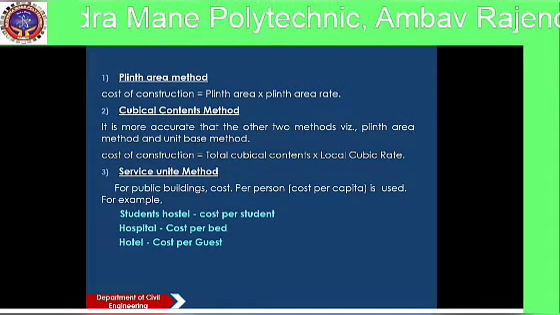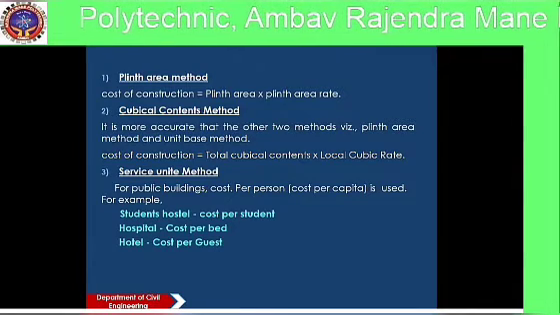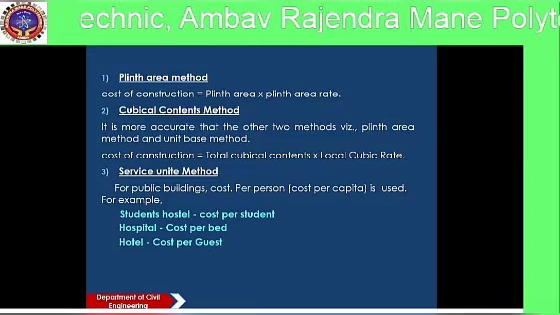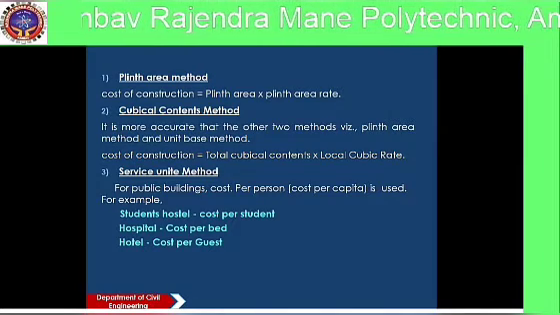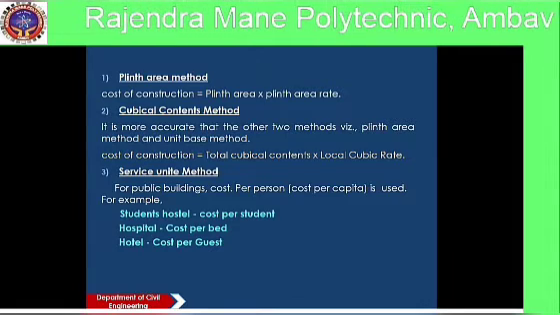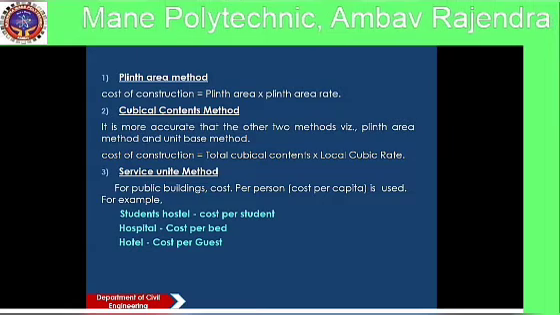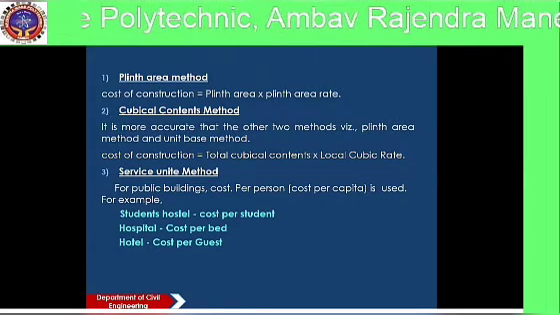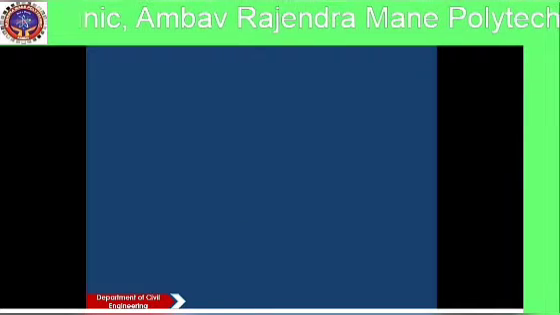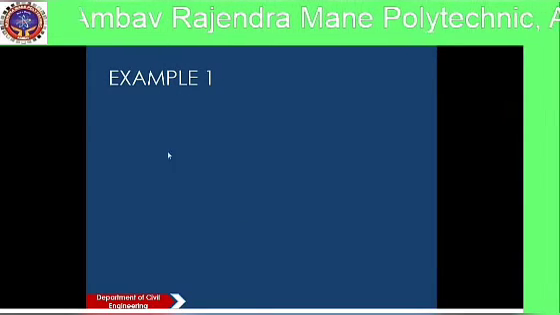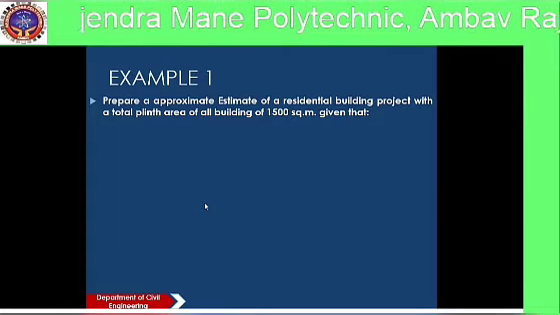we consider here the unit of service. For example, if a hostel building is there, we consider student as a service unit, the cost per student. If a hospital building is there, we consider cost per bed, and if a hotel is there, we consider cost per guest, etc. Now we will see the example on the plinth area method.